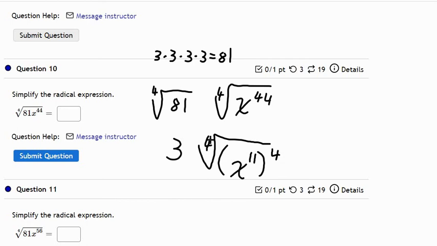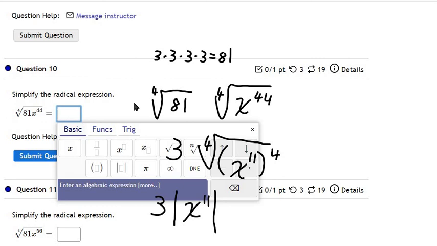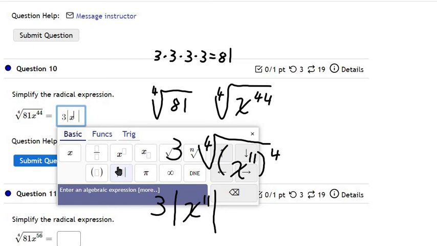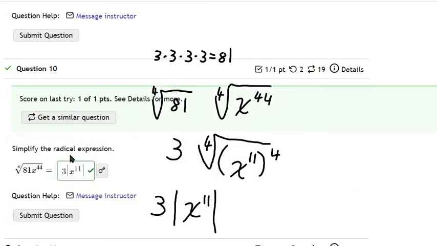Now, because this index is even, for this 4th root and this 4th power to cancel, you have to leave behind the absolute value of x to the 11th. And then, because 11 is an odd number, these absolute values have to stay in the answer because I don't know if x to the 11th is a negative or a positive number. So my answer then is 3 times the absolute value of x to the power of 11. And that would be it.